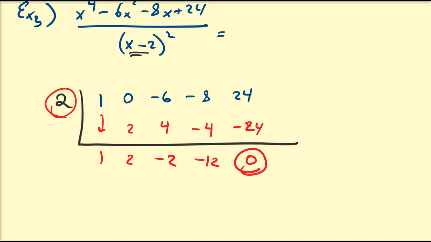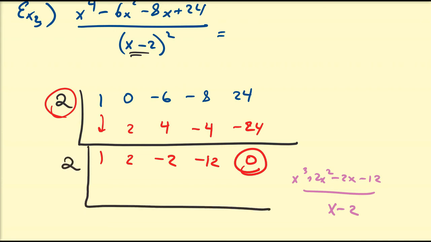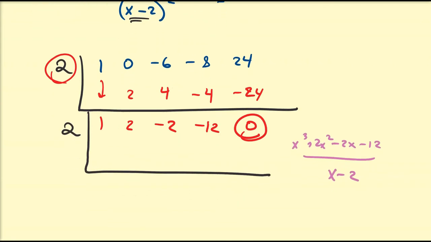So therefore, once we divide it by x minus 2 once, it gives us x cubed plus 2x squared minus 2x minus 12. So what I want to do is divide this by x minus 2 in order to get what I was originally looking for. So I'm going to repeat this process, and I'm going to divide 2 into it again.